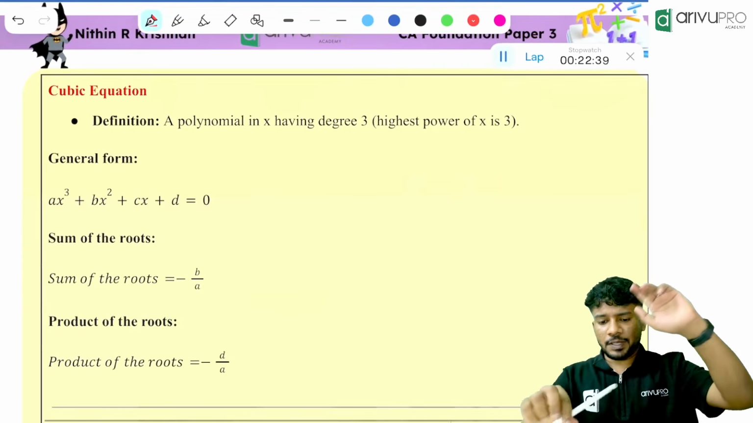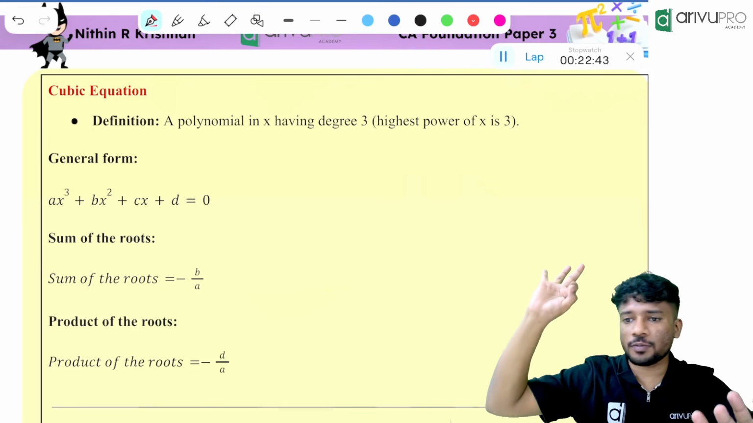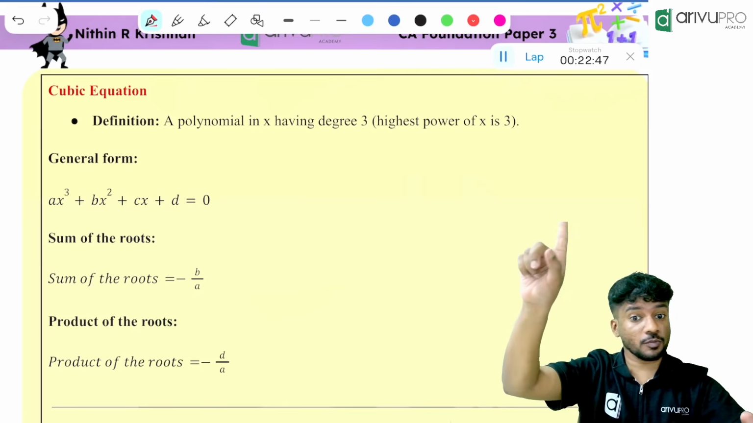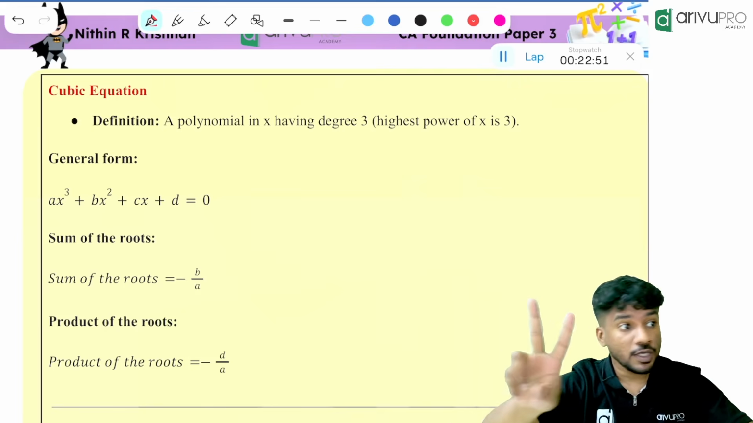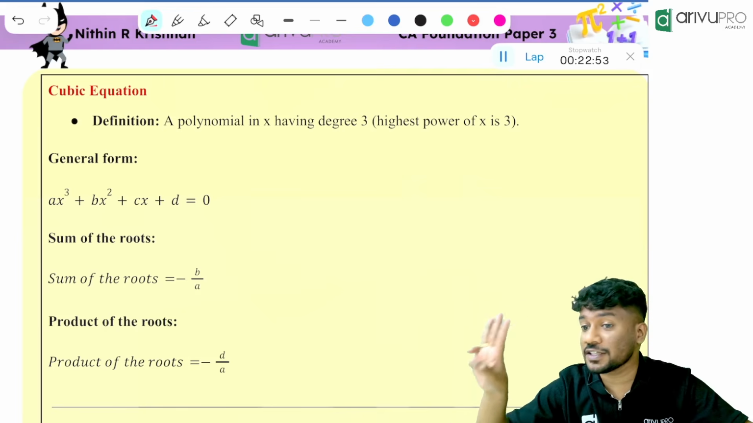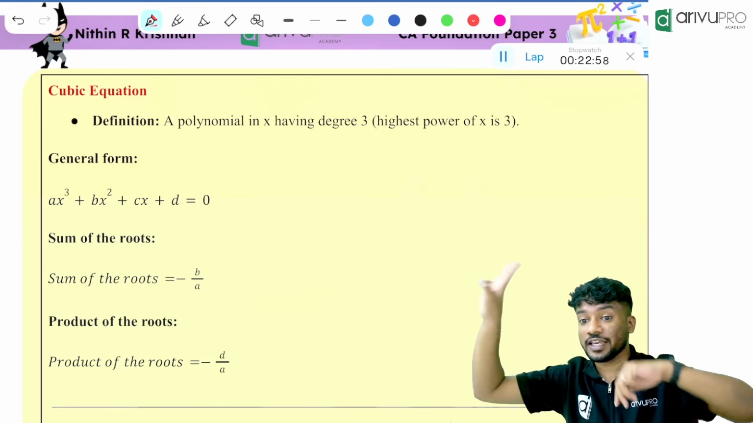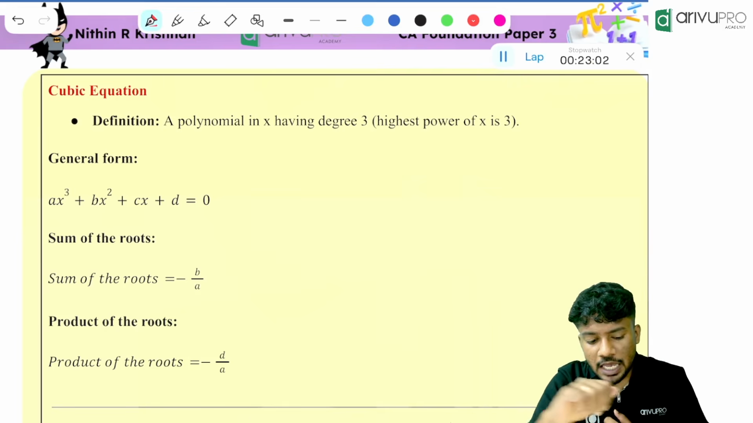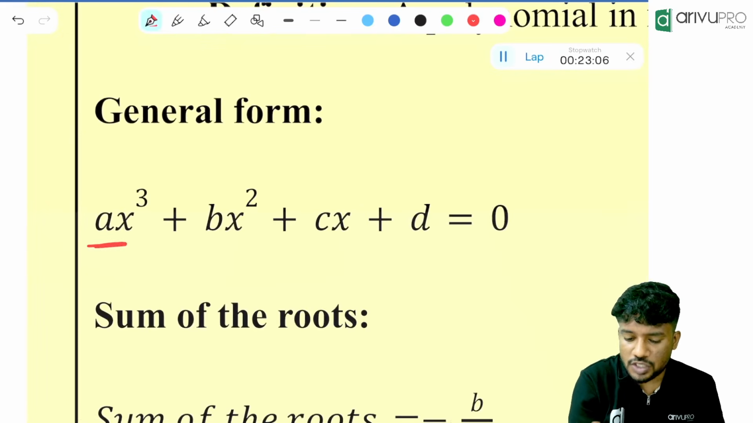Cubic equation. People, cubic equation means highest power of x is how much? 3. In linear equation, highest power of x is how much? 1. In quadratic equation, highest power of x is how much? 2. In cubic equation, highest power of x is how much? 3. Keep all these things in your mind. It is very important. Cubic equation means highest power is how much? 3.